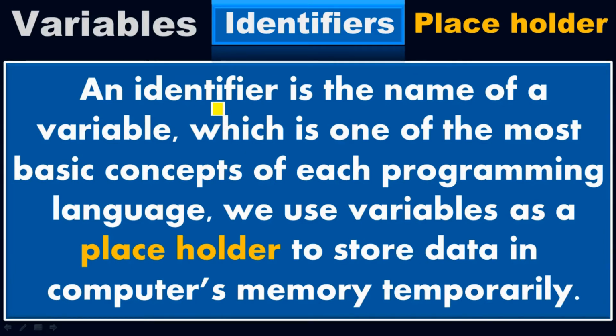I repeat it, identifier is the name of a variable. It is a specific name like x equals to something, y equals to something, a equals to something. Our name equals to, my name is Moein. Variables are actually placeholders. They store the data in computer's memory temporarily.